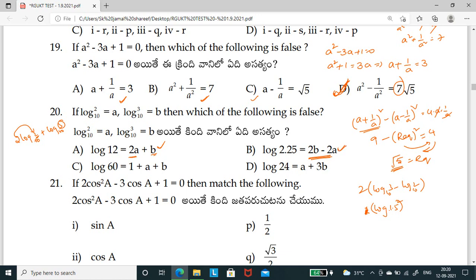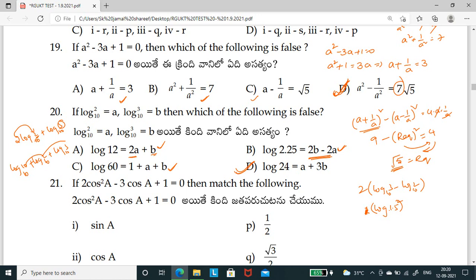Next, moving on to option C, 1 plus a plus b. Here 1 I can write as log 10 base 10, a I can write as log 2 base 10, plus log 3 base 10. So 3 2s are 6, 6 10s are 60. So this is also correct. Then what is left over? Option D. So this is incorrect.